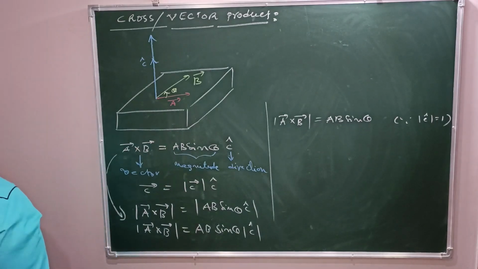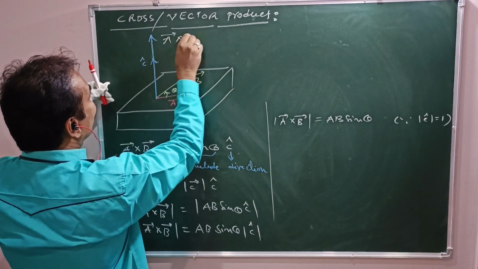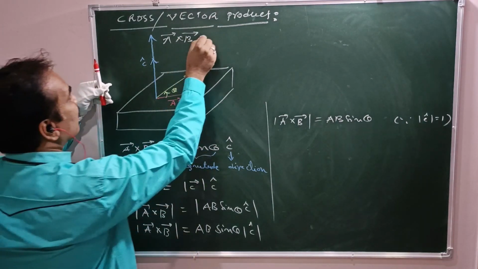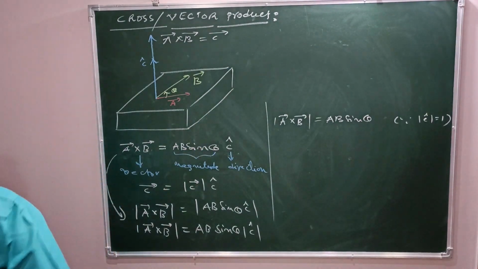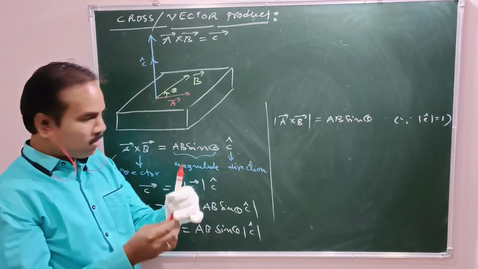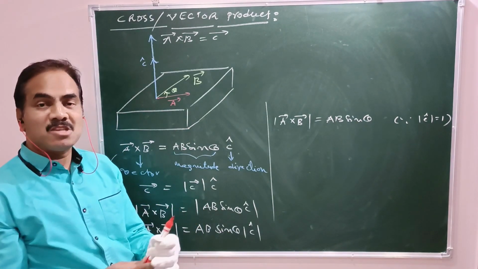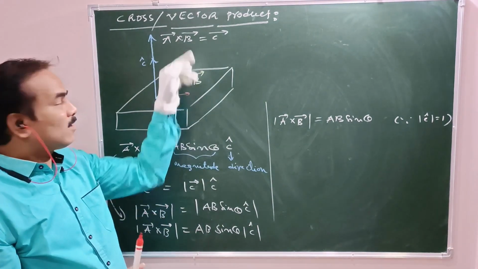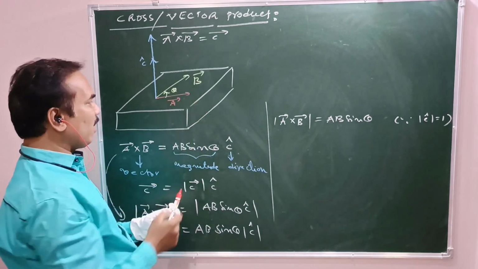So I am writing somewhere here, this is A bar cross B bar. In fact, what is A bar cross B bar? The new vector C bar. Once again, take a look. This is the right hand screw. How to get the direction of A bar cross B bar? Making use of the right hand screw rule, one can assign the direction of the cross product of the given two vectors. See, this is the plane of A bar and B bar.